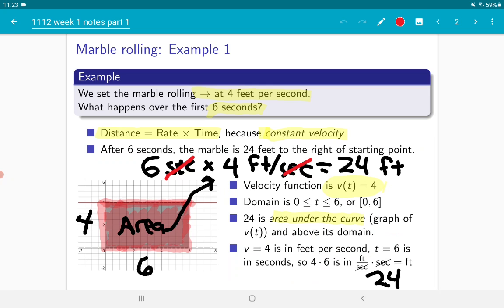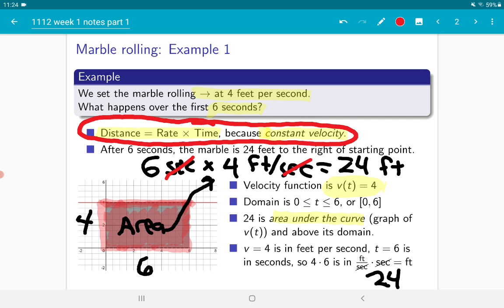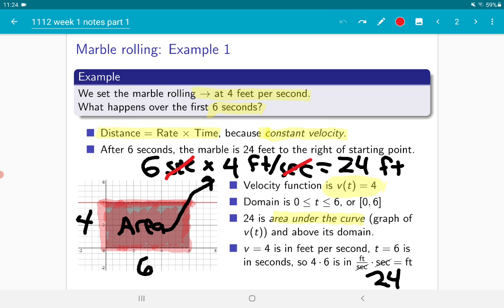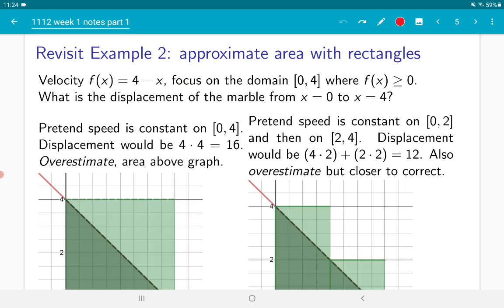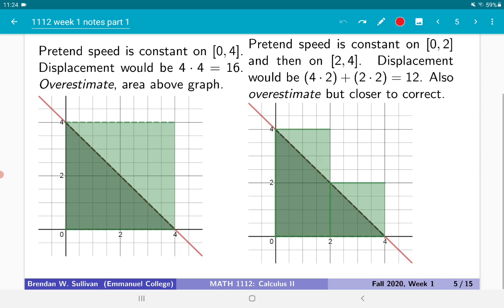Now, in the first example, I showed you that the idea of distance equaling rate times time applies when the velocity is constant. And I said, well, we're going to have to come back to explore why that works when the velocity is changing, when it's not constant. And so let's do that with this example number 2 here. So we have this velocity function that's a y-intercept of 4 and a slope of -1. There's that same downward sloping line I was just showing you in that example.